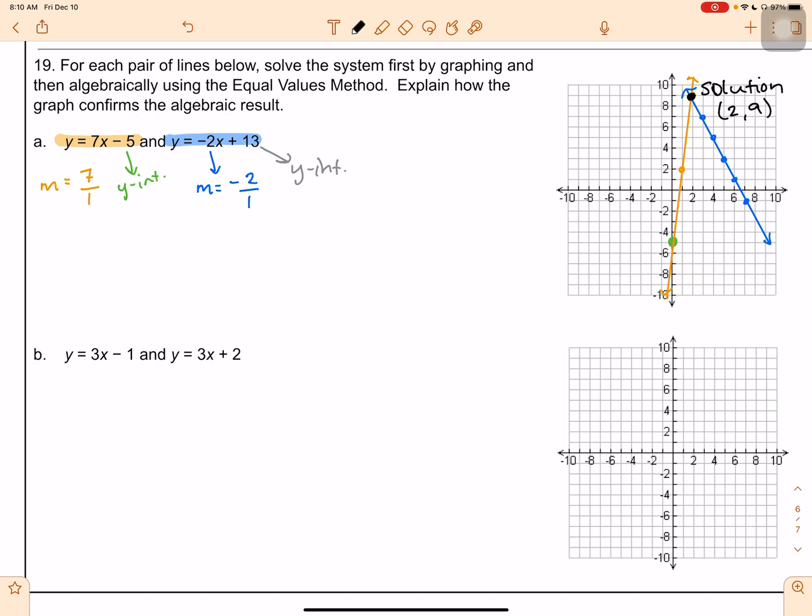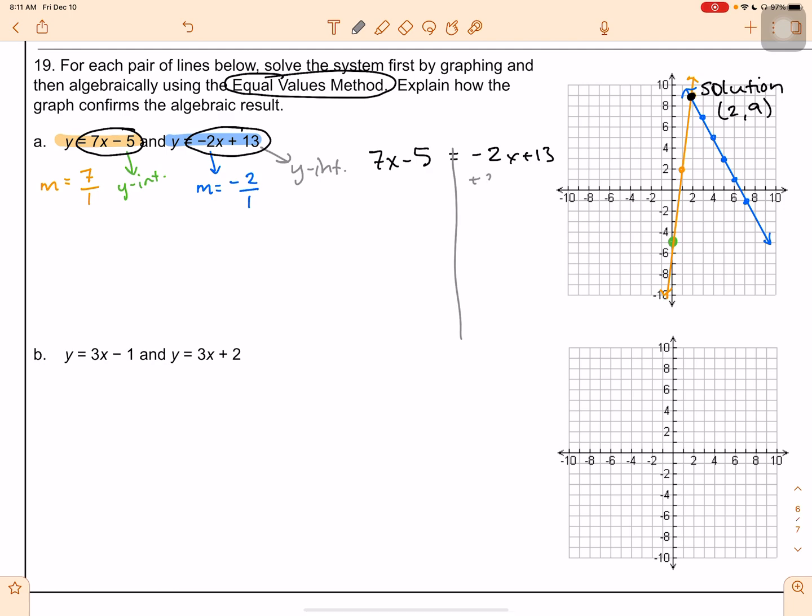Okay? Now, equal values method, this is how you do it. If these are both equal to y, we can set this part and this part equal to each other. So 7x minus 5 equals -2x plus 13. And now we can solve for x. So the first thing I'll do, I'm going to do plus 2x, get 9x minus 5 equals 13. Add 5, we get 9x equals 18. Divide both sides by 9, x equals 2.